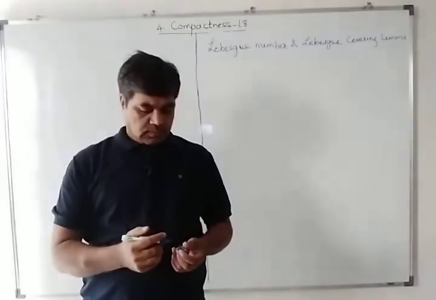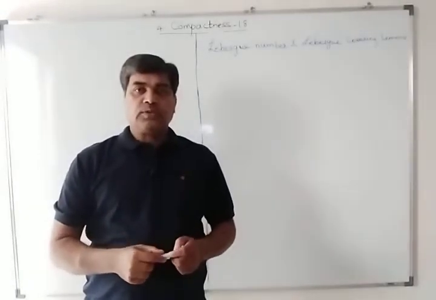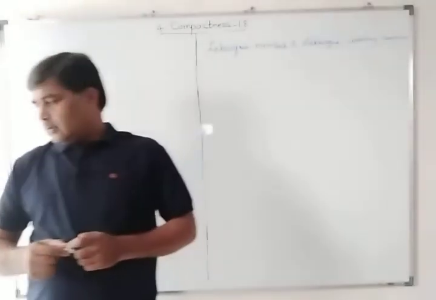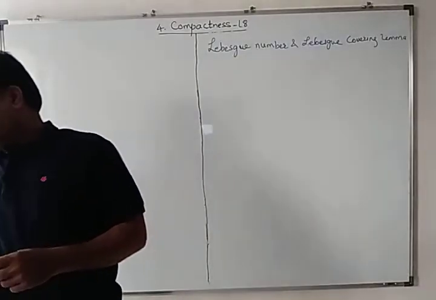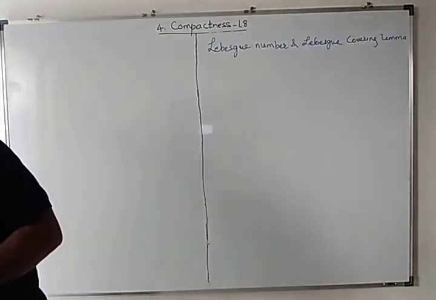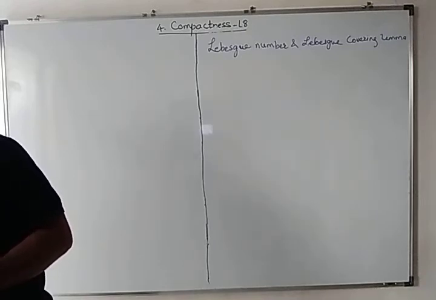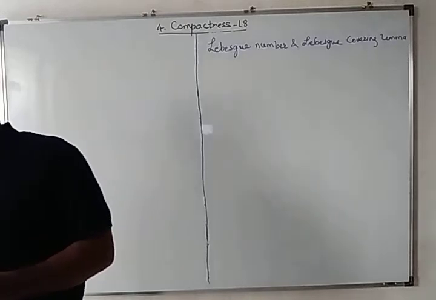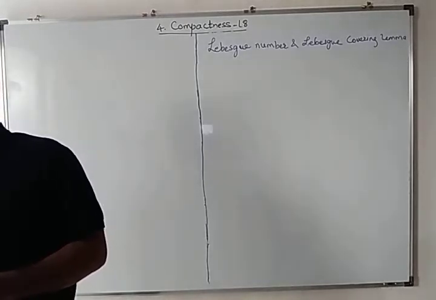Hello friends, in the previous lecture we have studied that every sequentially compact metric space is compact. Lastly, we have proved every totally bounded metric space is separable. Compact metric space is separable.